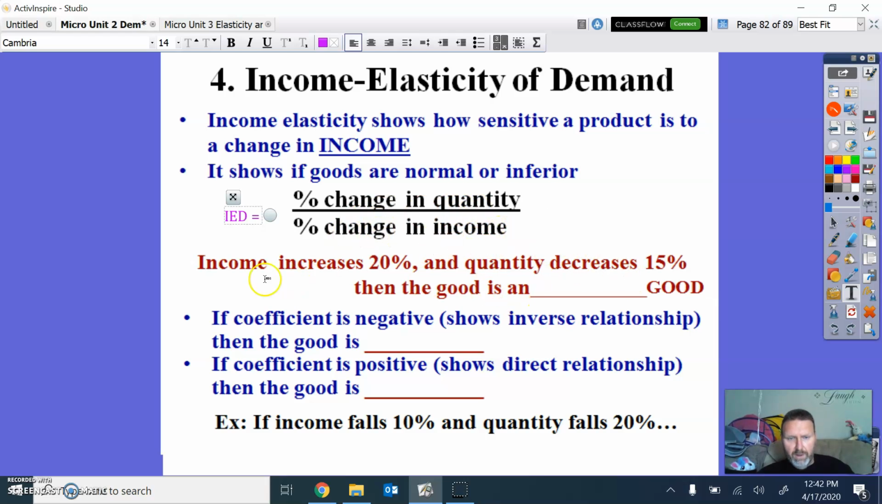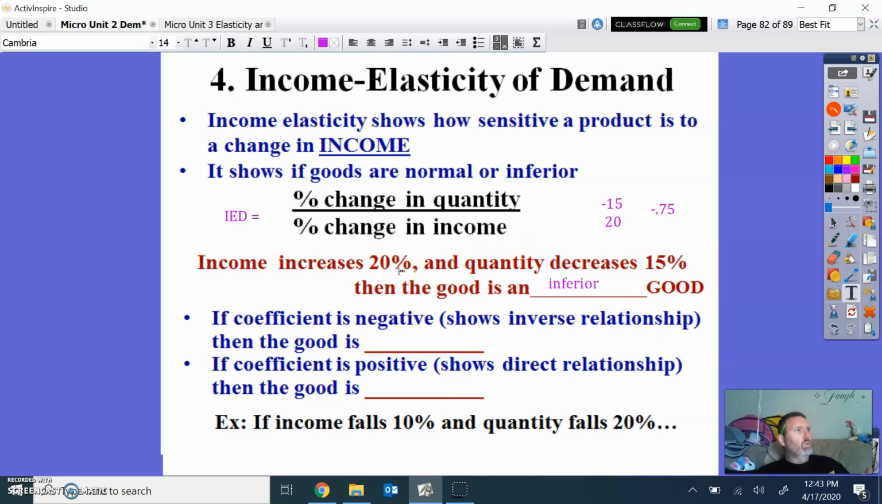So for this problem right here, if your income goes up 20% and the quantity decreases 15, just like cross price, we have to worry about positive and negative here. So negative 15 over 20 is negative 0.75. Why is that relevant? Well, negative 0.75 tells us that the good is inferior, and that should make a little bit of sense to you at that point. People are making more money and they're buying less of something.